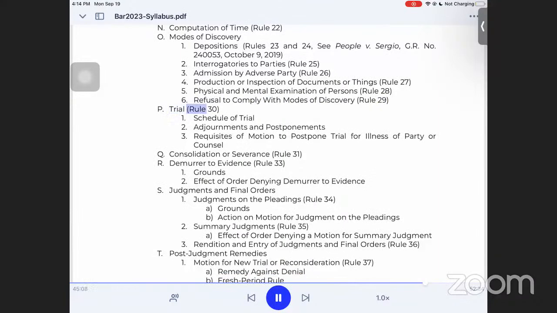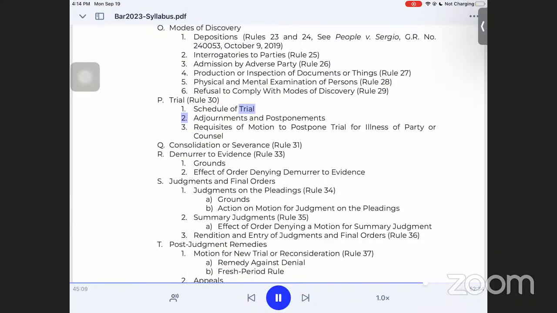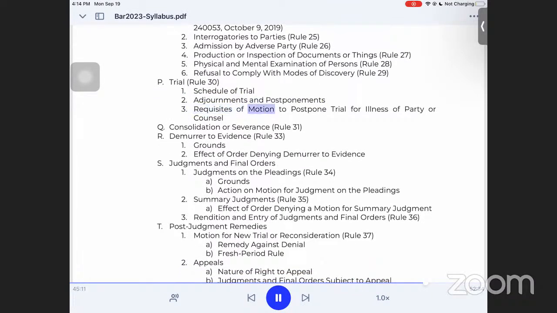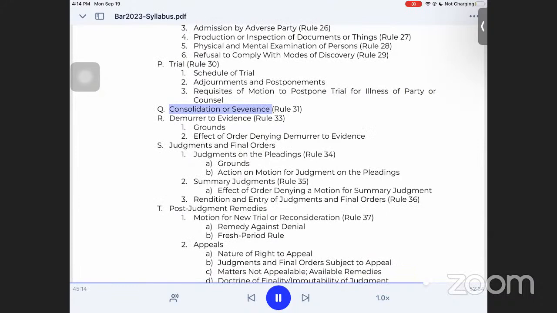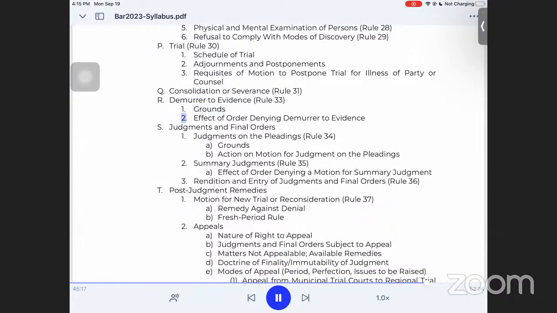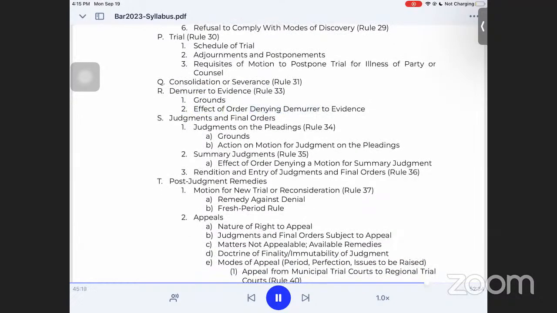P. Trial, Rule 30. 1. Schedule of trial. 2. Adjournments and postponements. 3. Requisites of motion to postpone trial for illness of party or counsel. Q. Consolidation or severance, Rule 31. R. Demurrer to evidence, Rule 33. 1. Grounds. 2. Effect of order denying demurrer to evidence.